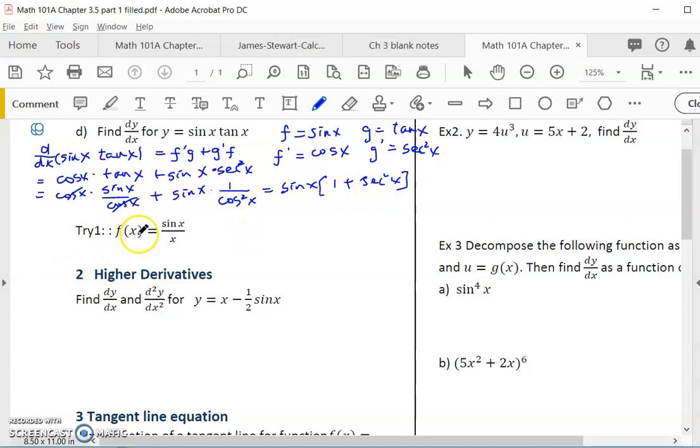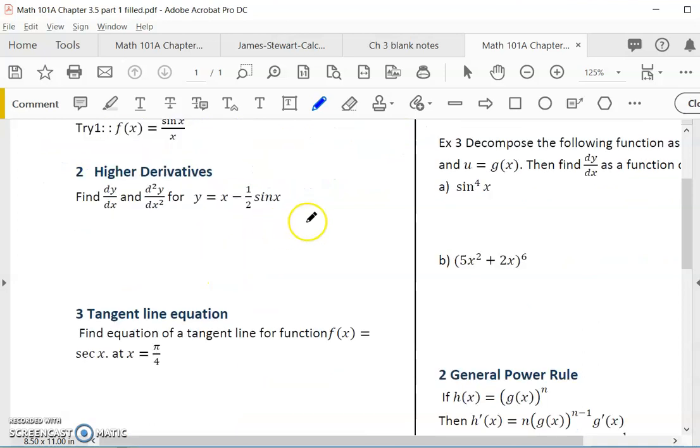Another one is f of x equal to sine x over x, find dy dx, or find f prime. So I'll do it in class. So it's a quotient rule. So you can try it first also.